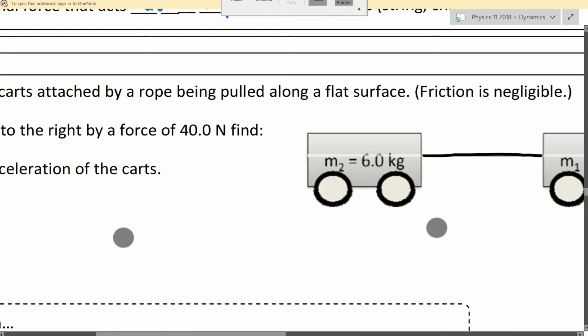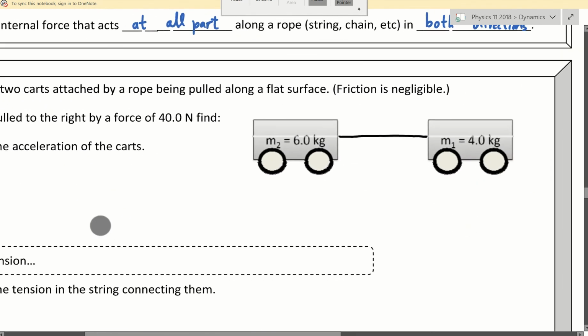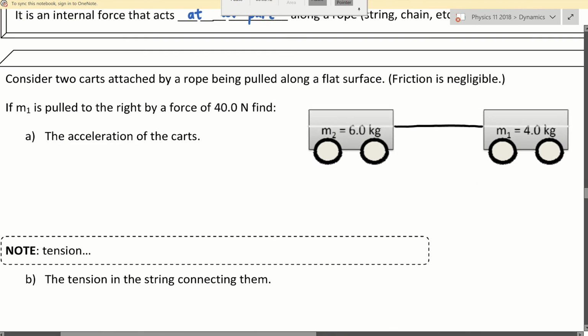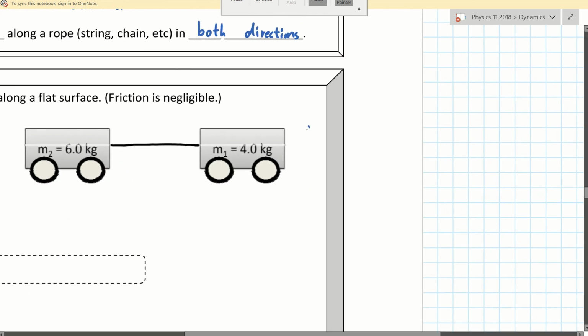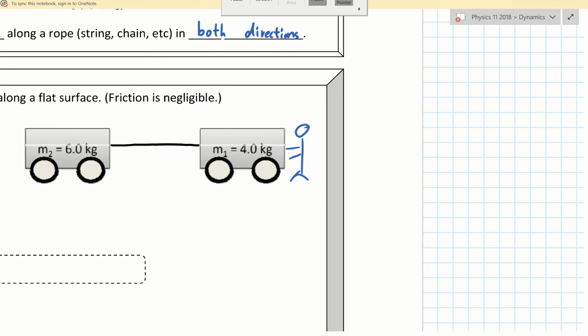Okay, so we are going to get to that level eventually, but let's start simple. Let's start with just two objects on the ground being pulled by something. So consider two cars attached by a rope being pulled along a flat surface. If mass 1, the one on the right hand side, is pulled to the right by a force of 40 Newton, then what is in this picture is another person pulling the system to the right hand side with an applied force.